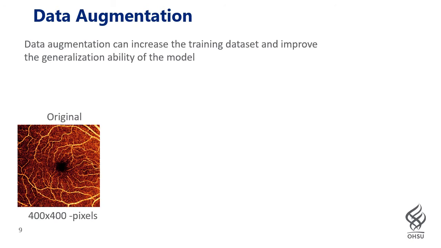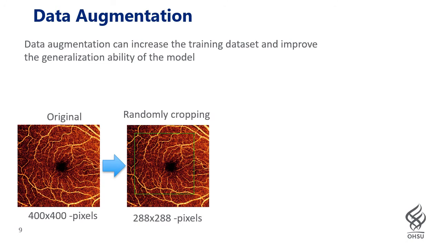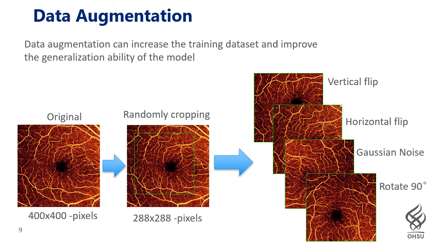In this study, we adopted data augmentation to increase the training dataset. On each training step, we first randomly crop the original image from 400 by 400 pixels to 288 by 288 pixels. Then we randomly apply vertical flip, horizontal flip, Gaussian noise, and 90-degree rotation. Using this data augmentation strategy, we can greatly increase the size of the training dataset and improve the robustness of the network to noise.